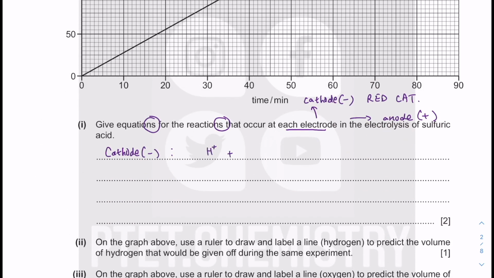Reduction is gain of electrons, so OIL RIG. Oxidation is loss of electrons. Reduction is gain of electrons. So you gain electrons and you form H2. So you need 2 H+, and you need to balance out the +1 times 2 which gives you +2. You need 2 electrons to balance out the charge to give you hydrogen gas as a molecule, which has no charge at all. And then you have the anode, the anode being positively charged.